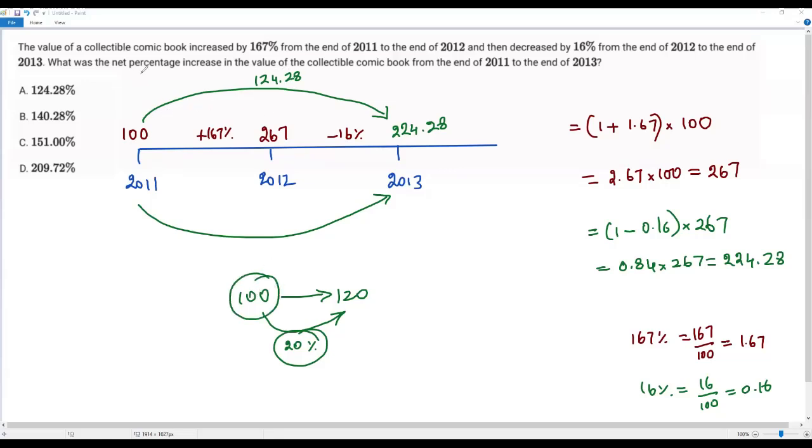So the net percentage increase in the value of the collectible comic book from the end of 2011 to the end of 2013 is 124.28%. We find this percentage in answer choice A. The correct answer choice for this question is A.